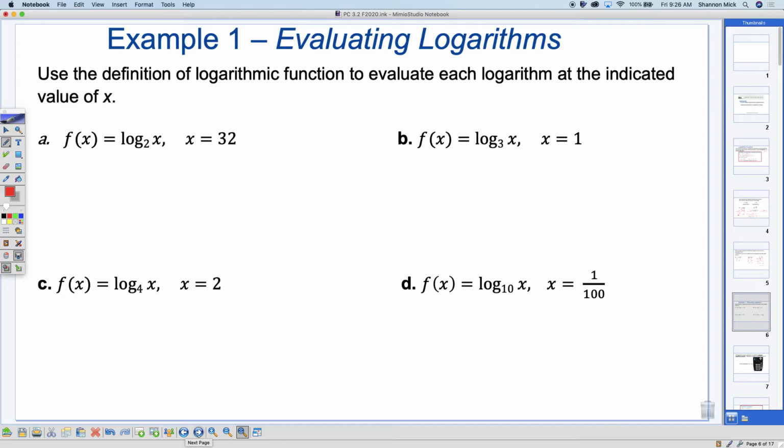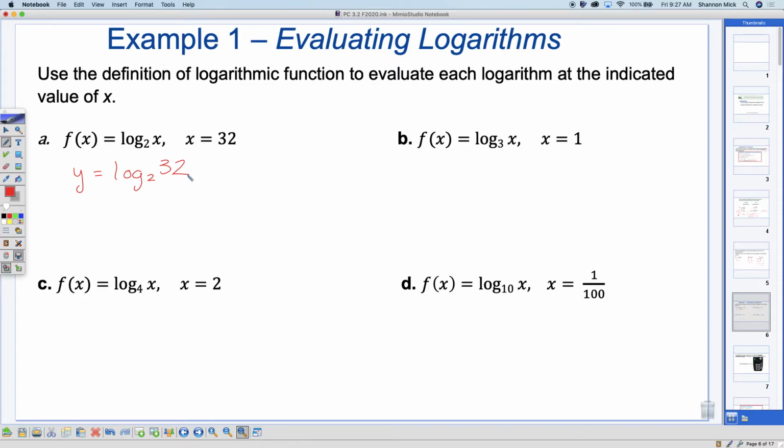So it says use the definition of logarithms to evaluate. This is so stupid, but the book does this, so I put the examples like this. They say f of x equals log base 2 of x, and x is 32. So what do you have to plug in? 32. It makes no sense, but they do it that way. So I'm going to make it y equals log base 2 of 32.